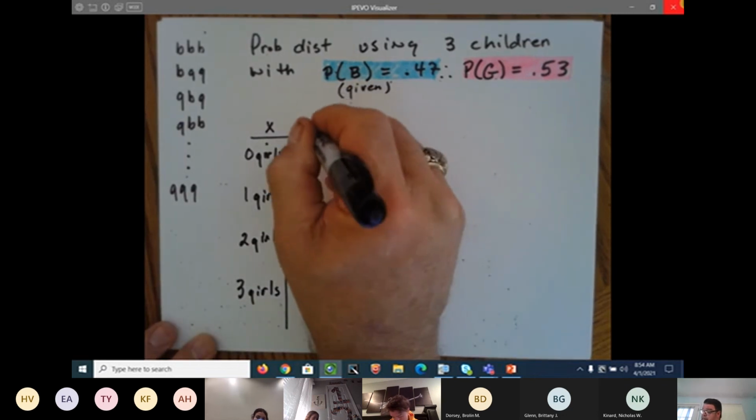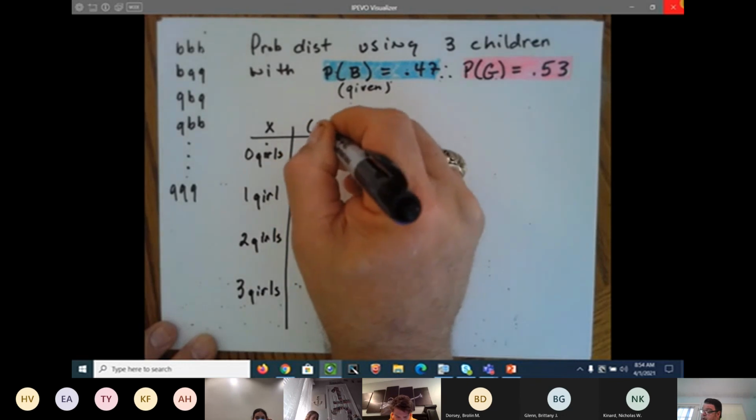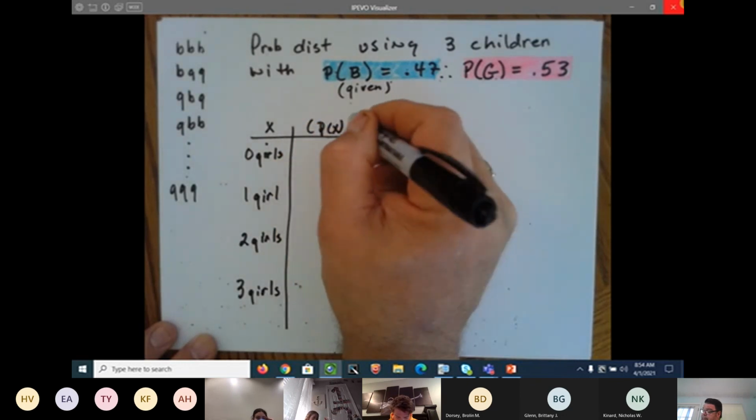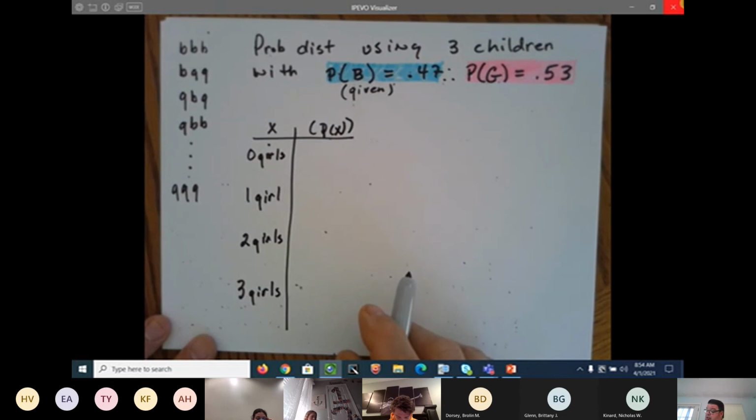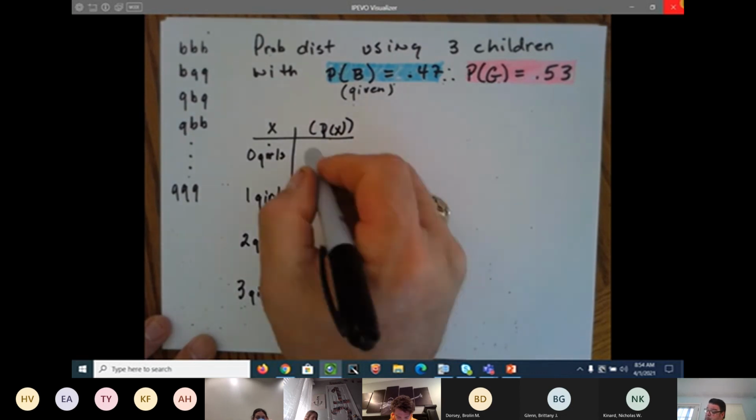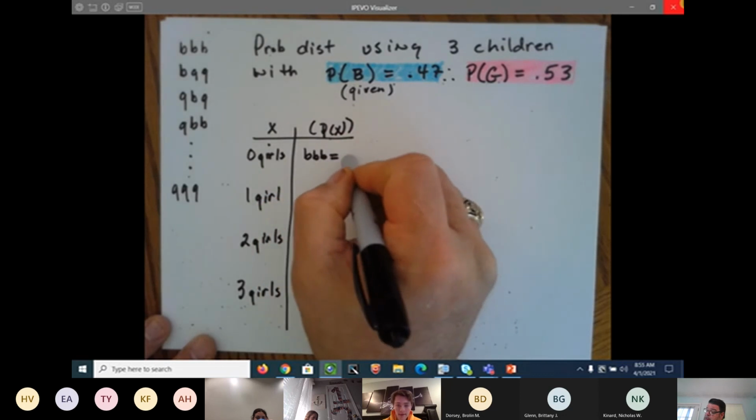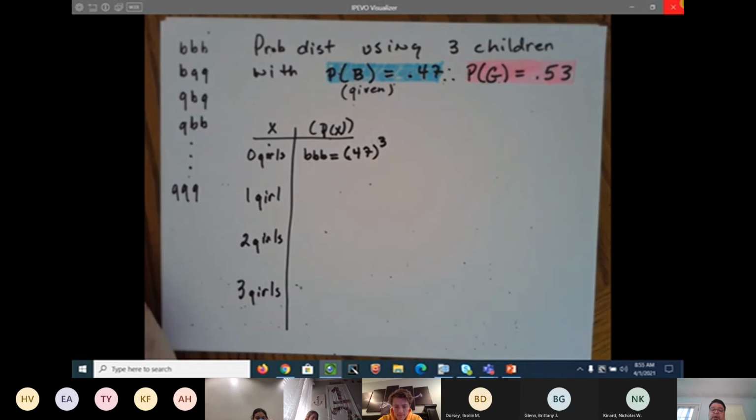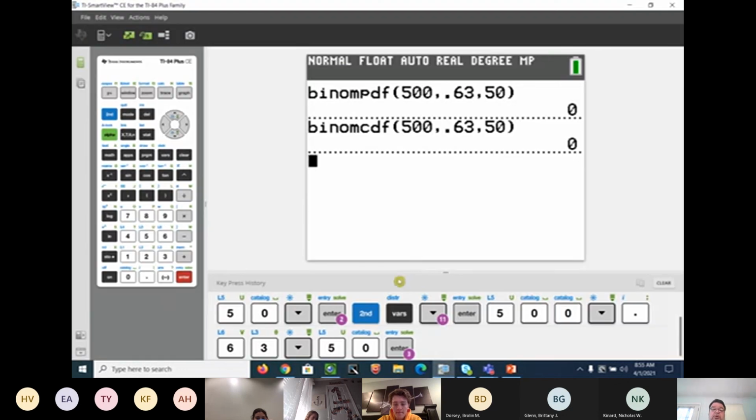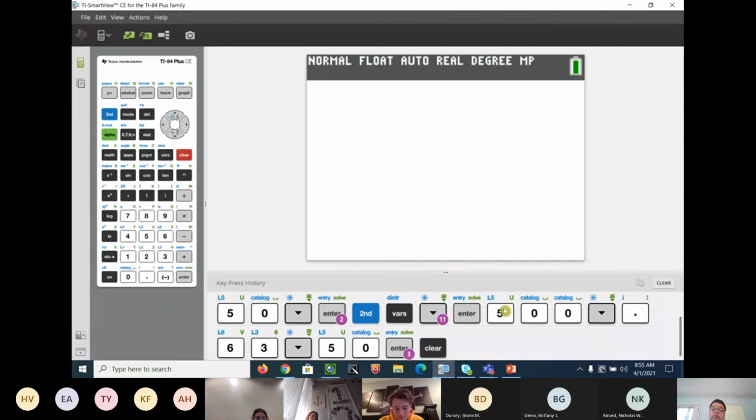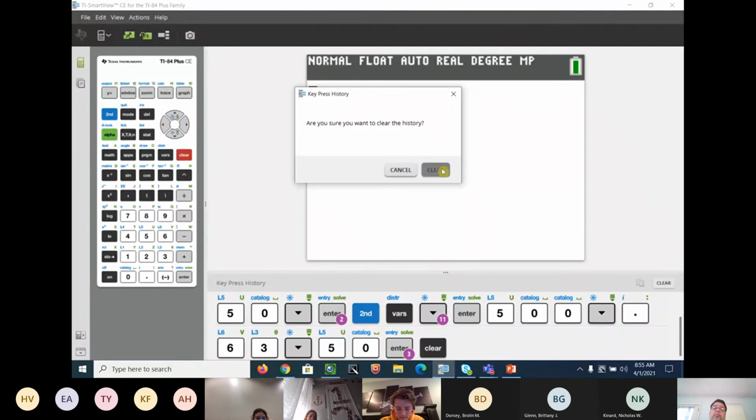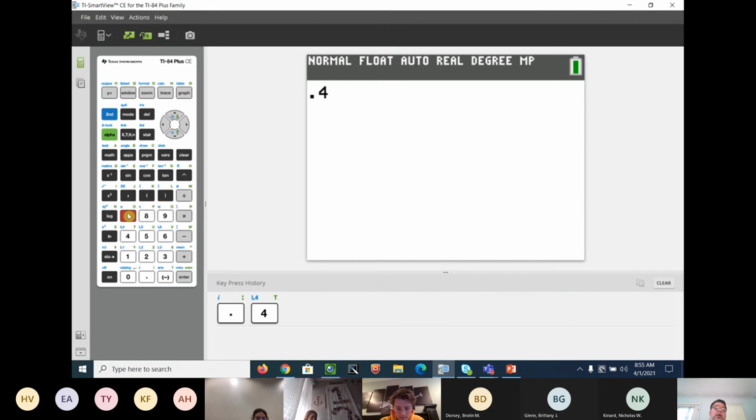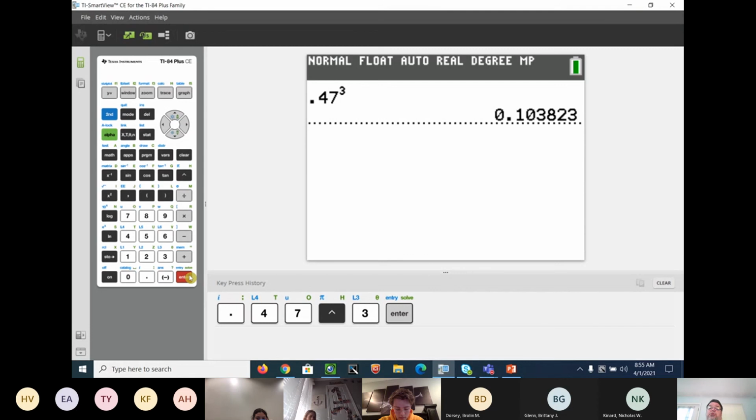And then the probability of the event. 0 girls means boy, boy, boy, which means 0.47 raised to the 3rd power. So you take your handy dandy calculator and you do 0.47 to the 3rd power. 0.10, I'm going to say 0.10.